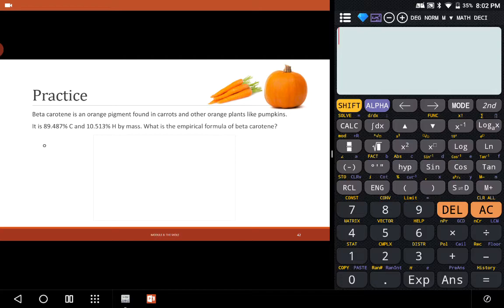Okay, let's get going. So if I assume that I have 100 grams of beta-carotene, then I can just turn these percent signs into grams. And that will give me a mass to start with. And so that's 89.487 grams, and then that's grams of carbon. So I gotta look at my periodic table and find the molar mass of carbon, 12.011 grams per 1 mole. My grams cancel out, leave me with moles.